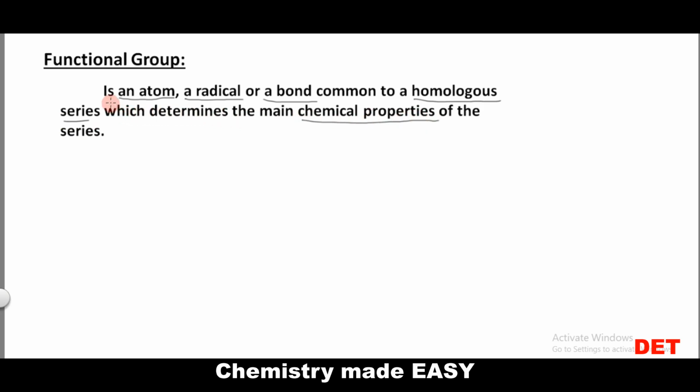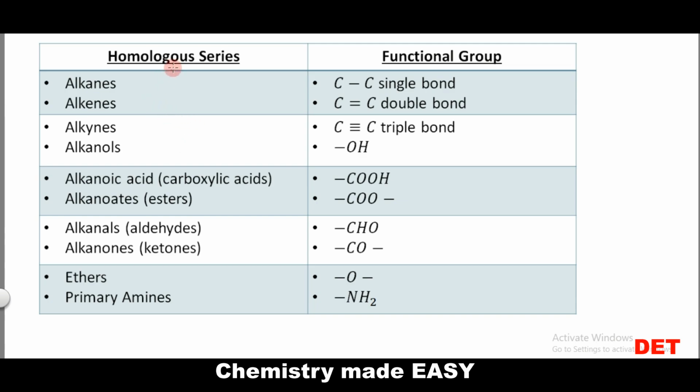Alright, so functional group is an atom. It could be a radical or a bond that is common to a homologous series, which determines the main chemical properties of the series. So here we have different homologous series, and here we have their functional group. The first homologous series is the alkanes. That is the simplest homologous series, and the functional group is a carbon to carbon single bond. That is what determines the main chemical properties of the alkane.